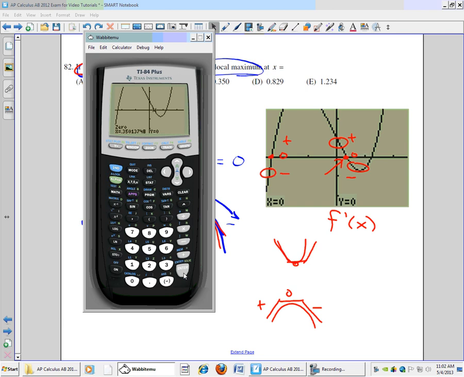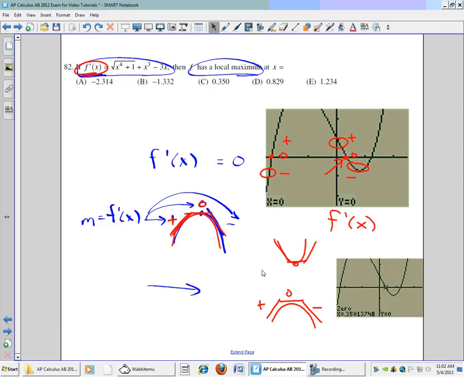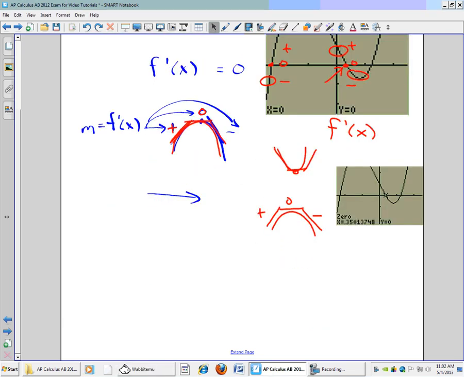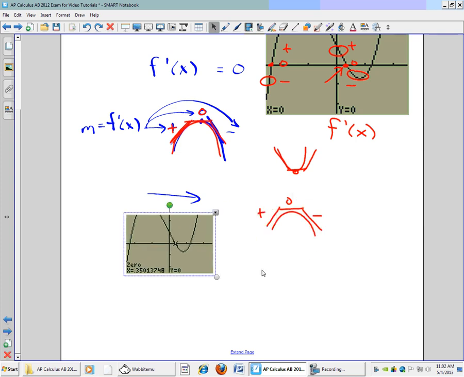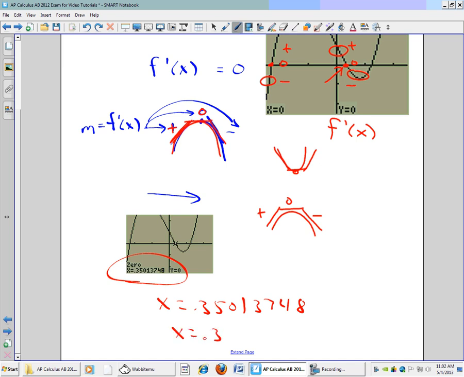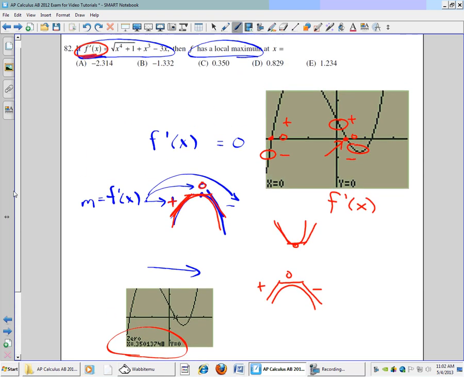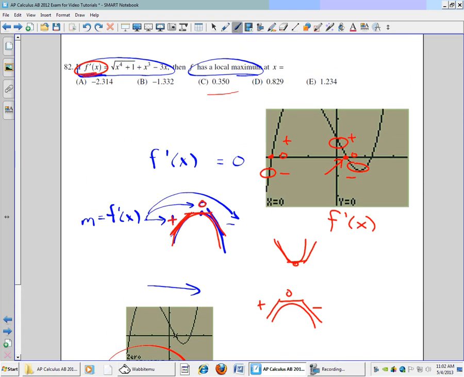So let's expand this a little bit, and let's write that answer. x equals 0.35013748. And so if we round that to 3 decimal places, that will be x equals 0.350. And let's go to our answer choices. 0.350 is letter C. And that's our answer.